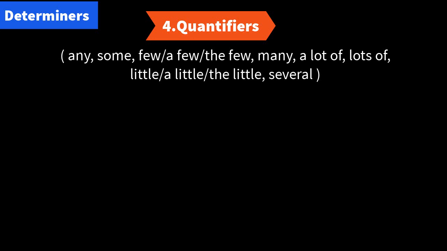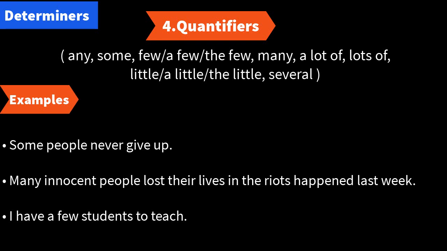So that is why I've separated numbers from quantifiers, because numbers talk about a specific quantity, and the words that you see on your screen will talk about some indefinite quantities, right? So all the words that you see on your screen are quantifiers, and they talk about the quantity of a noun. Let's take some examples. Some people never give up. So some here is a quantifier, a determiner talking about the quantity of the noun people.